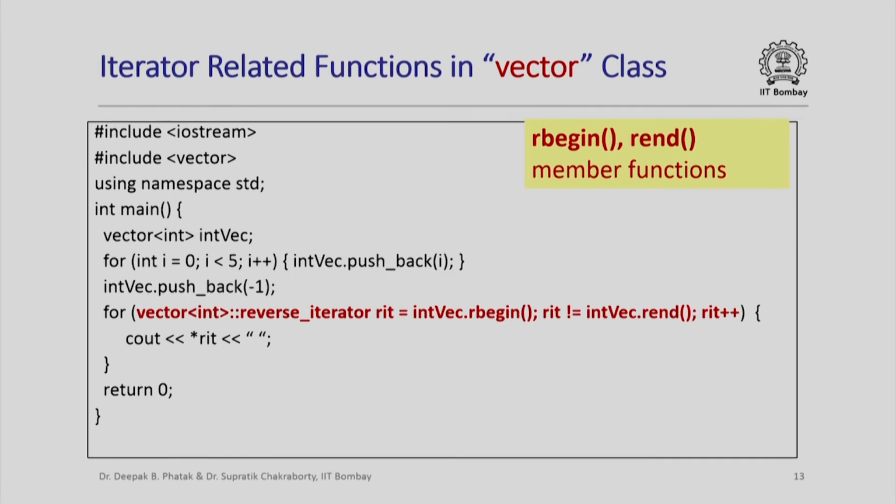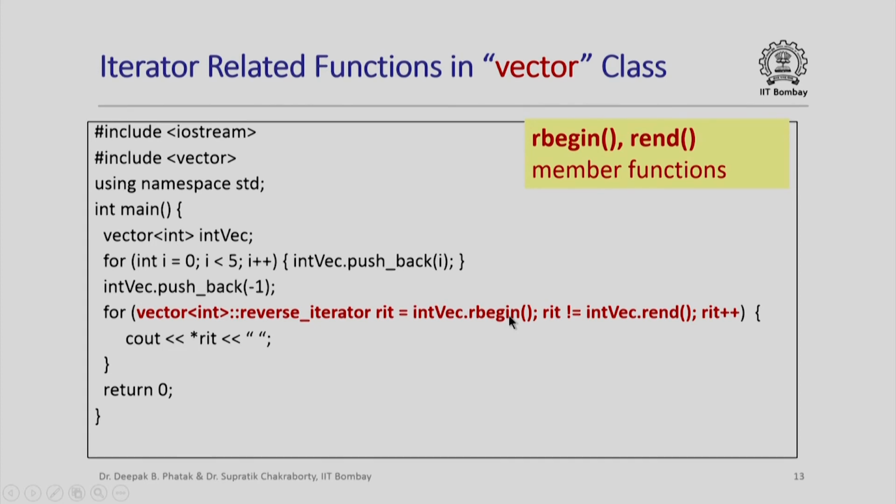We also have reverse iterators in the vector class like we had in the string class, and the rbegin and rend member functions are used to obtain reverse iterators. So here I have the same main function which basically creates an integer vector containing 0, 1, 2, 3, 4 and then -1, and here I am using a reverse iterator of the vector int class. I have called that rit. I initialize it to intvec.rbegin.